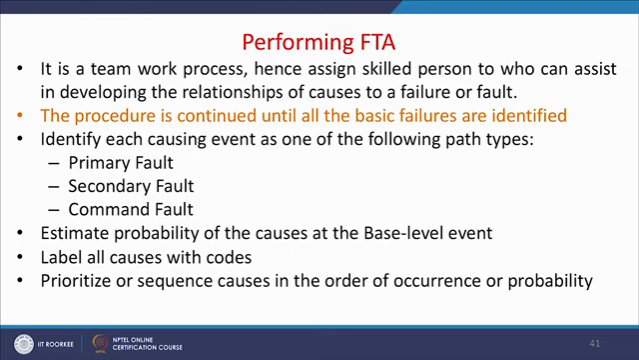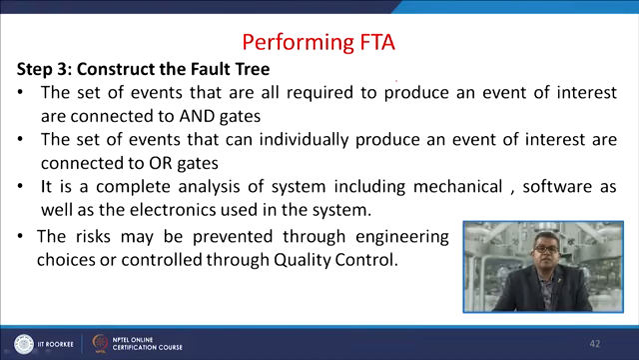Now the procedure is continued until the basic failures are identified. So identify each causing event as one of the following types, like primary fault, secondary fault, command fault, etc. Then you need to estimate the probability of the cause at the base level event. Now label all causes with codes and prioritize or sequence causes in order of occurrence or probability. Now the next step is the construction of a fault tree.